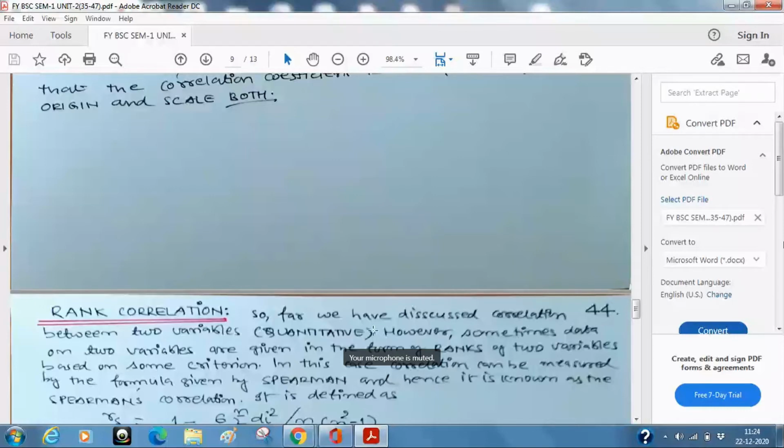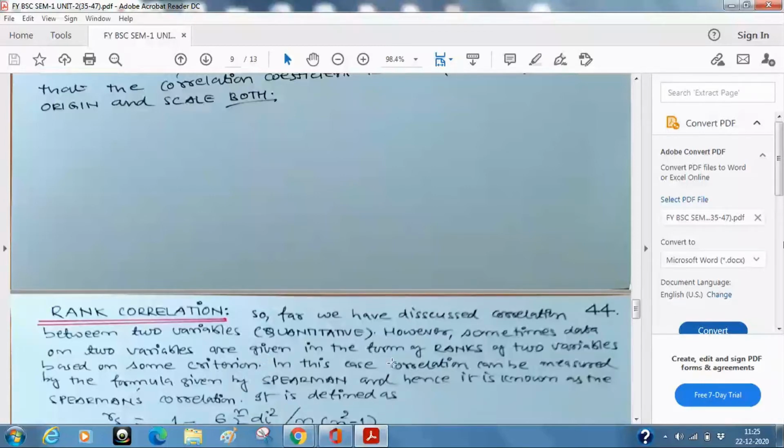Fine, the above discussion will help you. However, as I told you just now with a few examples, sometimes the data on the two variables are given in the form of the ranks of the two variables based on some criterion. Say for example, your height is a criterion, your marks, your intelligence, your honesty, your beauty, your understanding, or any other characteristic.